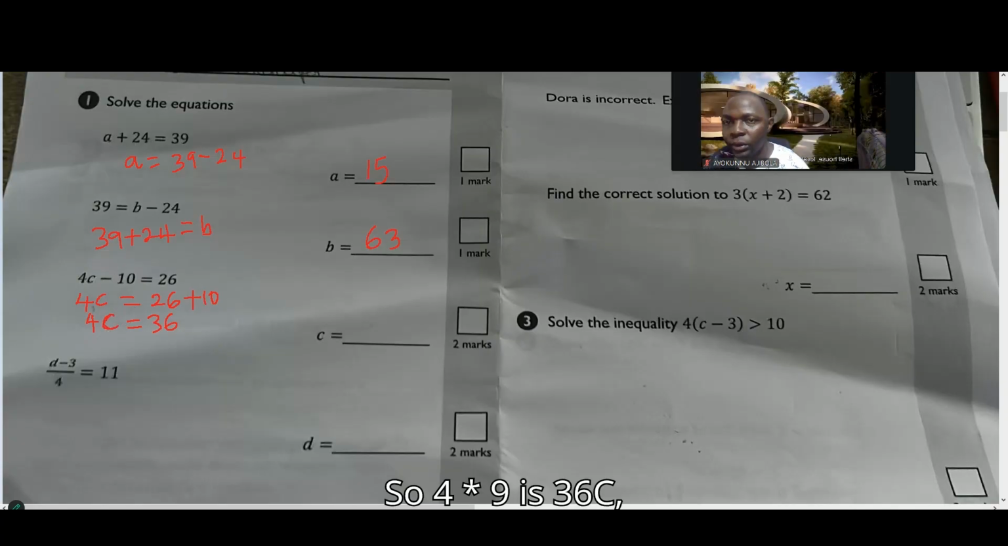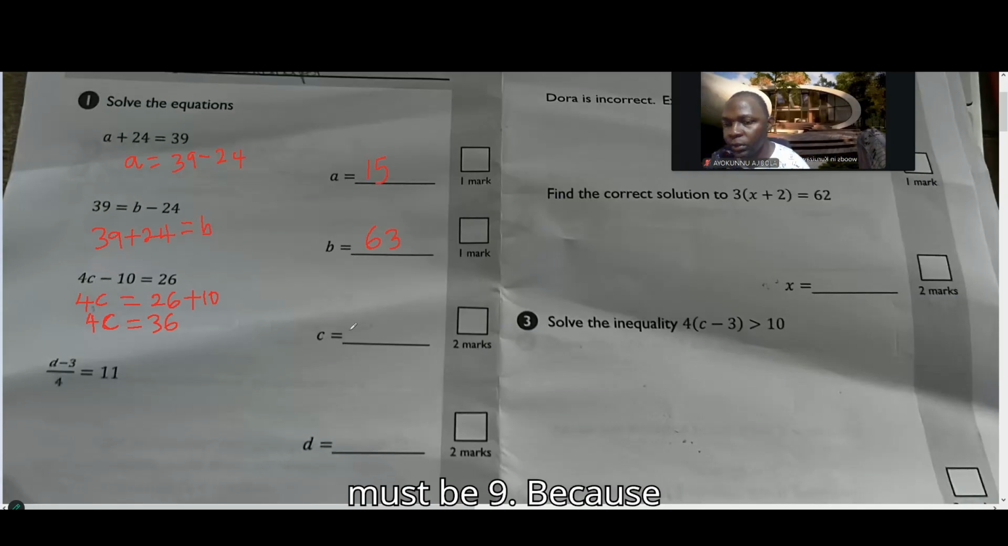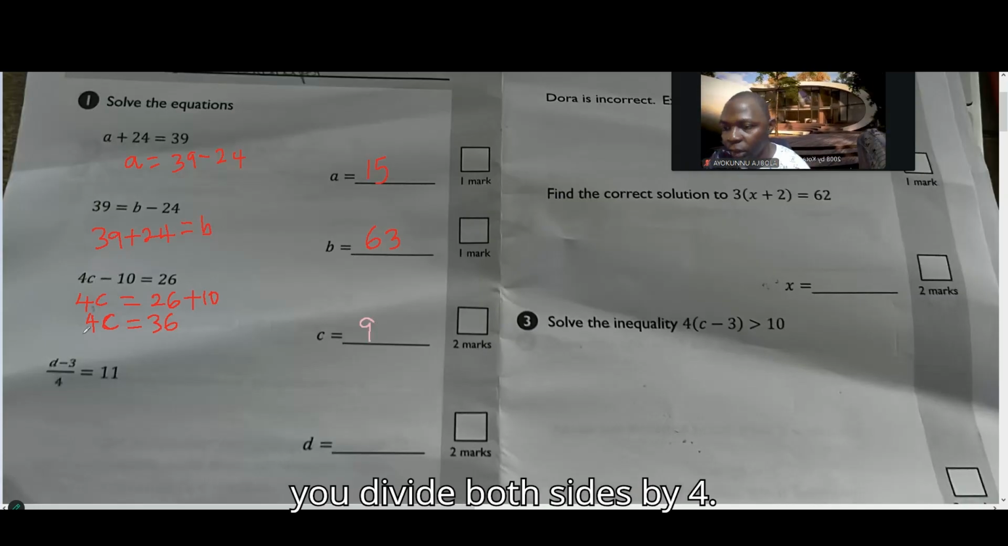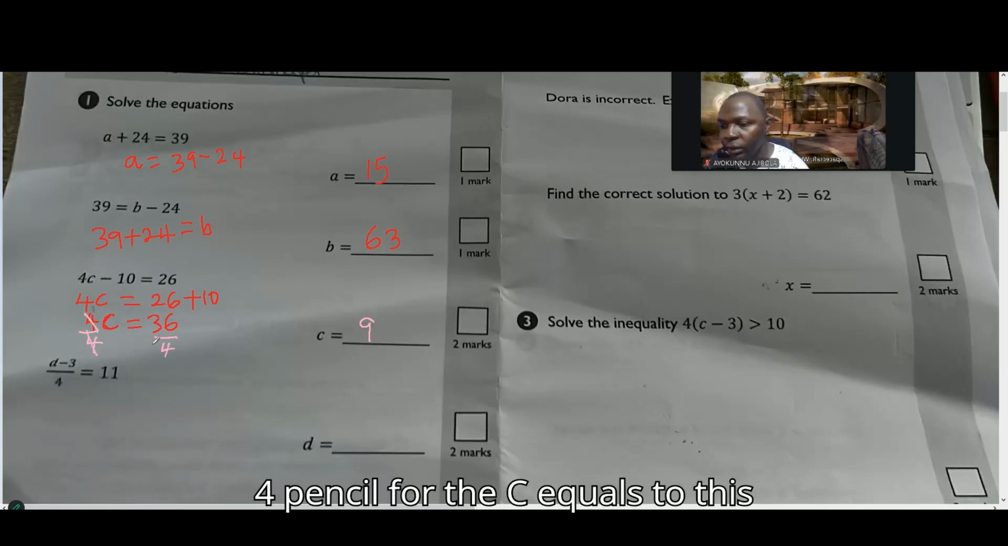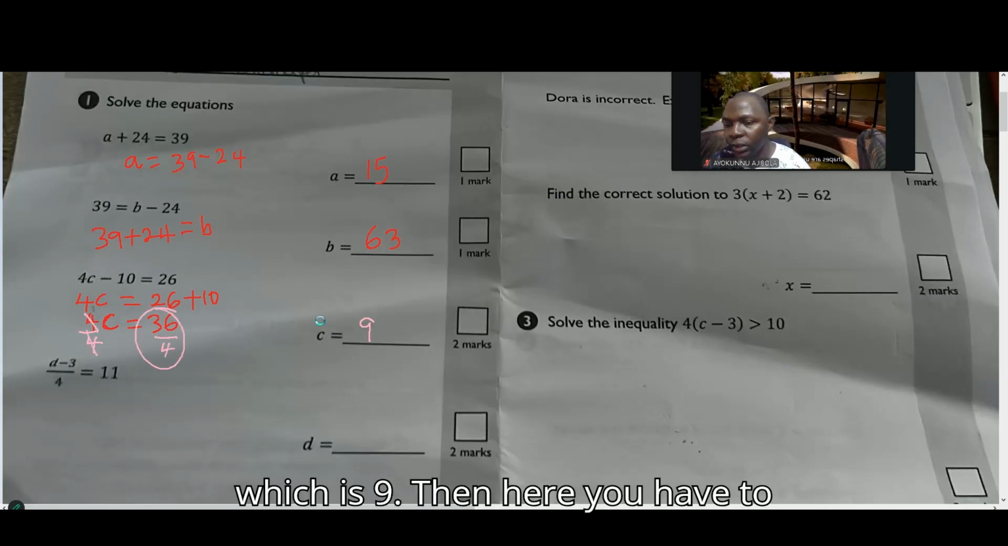So 4 times 9 is 36. c must be 9 because you divide both sides by 4. 4 cancels 4, then you have c equals 9.